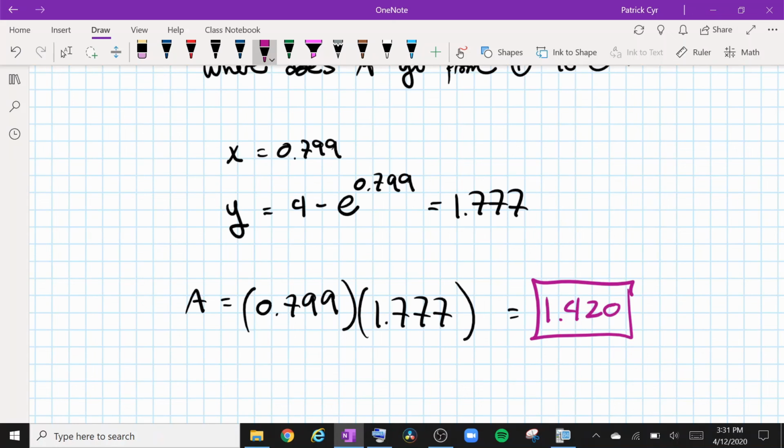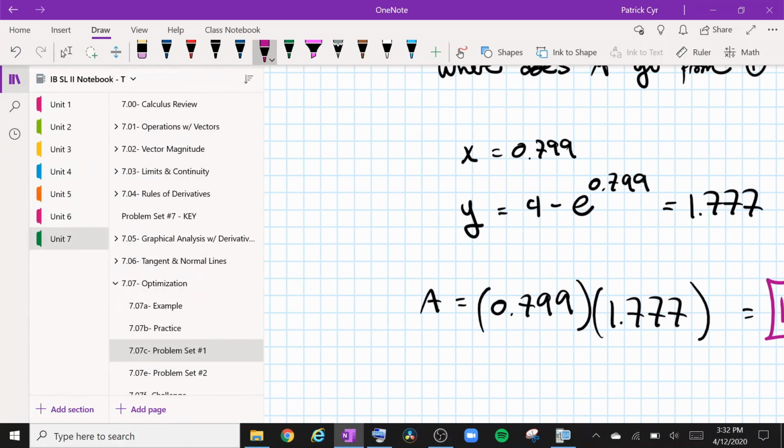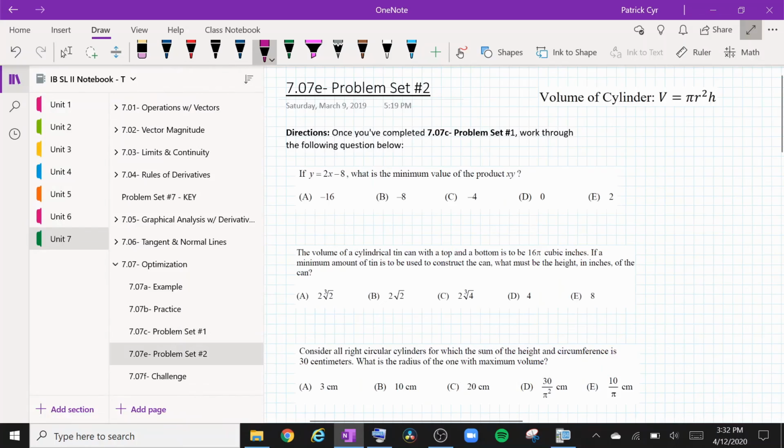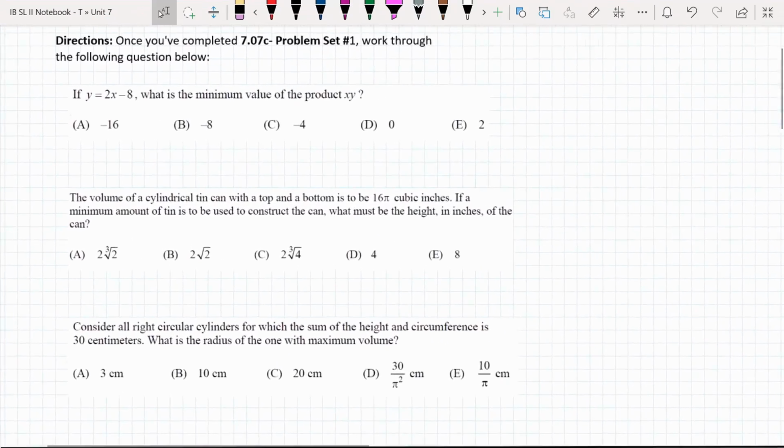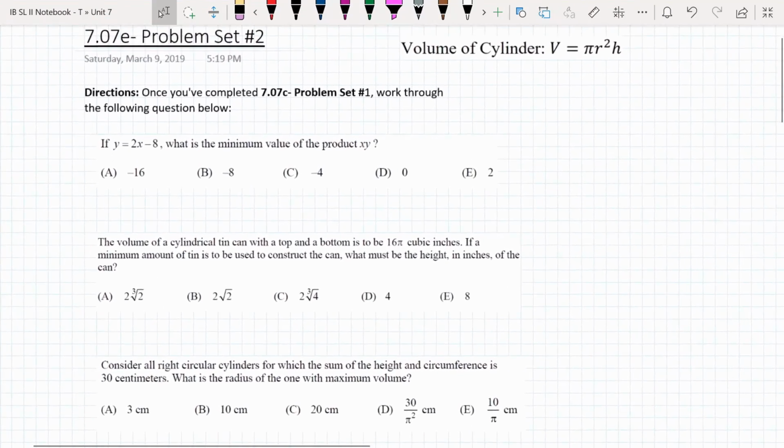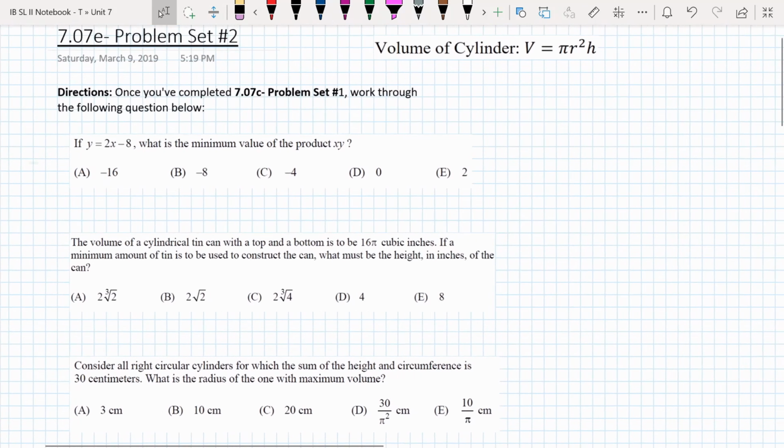Okay, so the main idea is we take the derivative represented in terms of one variable, set that derivative equal to 0, and then solve for x. Okay, if you're finished with this video, let's move on to problem set number 2, where you're going to work through the following 3 optimization questions, and the key is below, and this is located on the OneNote.